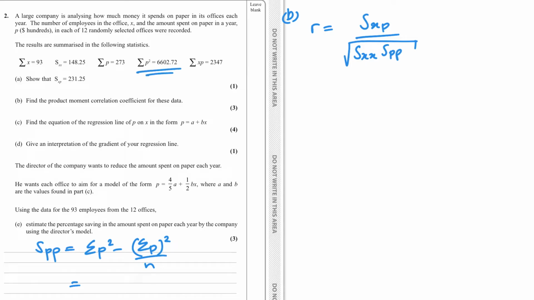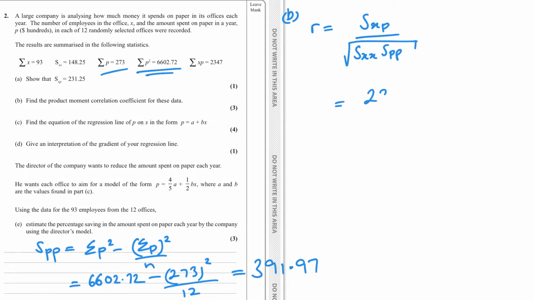So sum of P squared is here, 6,602.72 minus, and then my sum of P is 273. That is squared and it is over 12. And we're looking at 391.97. So now we can go ahead and work out R.